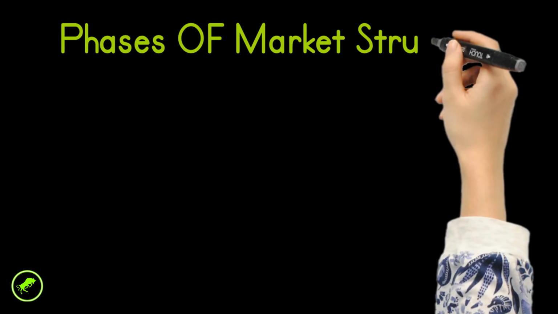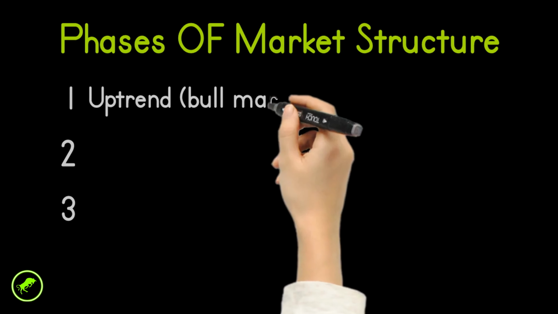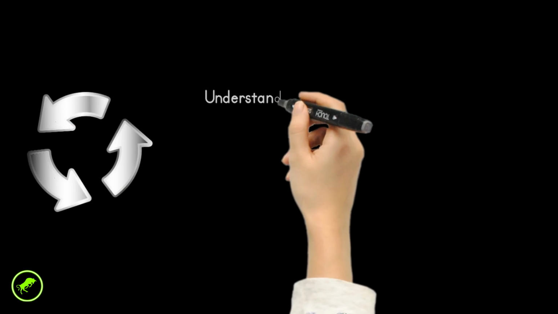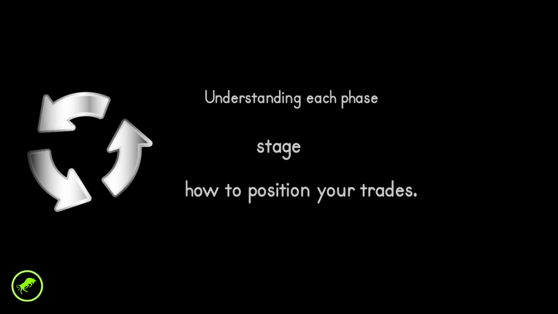2. The phases of market structure. There are 3 main phases of market structure: uptrend (bull market), downtrend (bear market), and sideways (consolidation). These phases repeat over and over, just like a cycle. Understanding each phase will help you know what stage the market is in and how to position your trades.